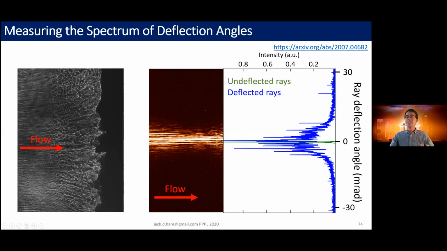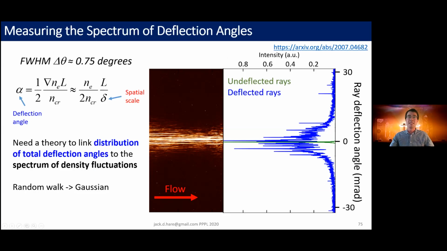Now, we need a theory to try and understand exactly how this spectrum of deflections relates to the spectrum of density perturbations in the plasma. The very simple theory is to consider just a single deflection on a single spatial scale. That will give us a deflection angle alpha. So you can imagine if we had a range of spatial scales, we would get a spectrum of deflection angles. But what we want to do is try and link all of the density gradients within the plasma to this total spectrum of deflection angles. One way to think about this is possibly in terms of a random walk.